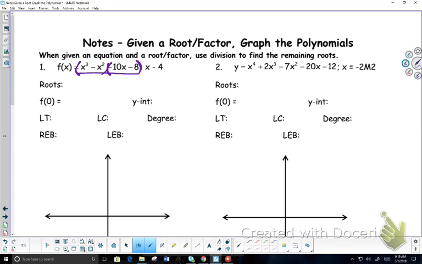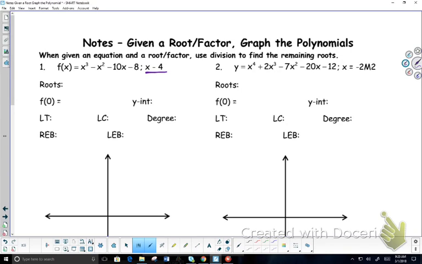If I were to go to group this, my first two terms have x squared in common, leaving me with x minus 1. My last two terms have negative 2 in common, leaving me with 5x plus 4. You'll notice these two do not match. In other words, this is a scenario where you cannot group it. Instead, what I've done is I've given you a factor, okay?